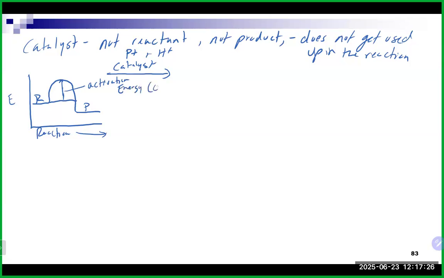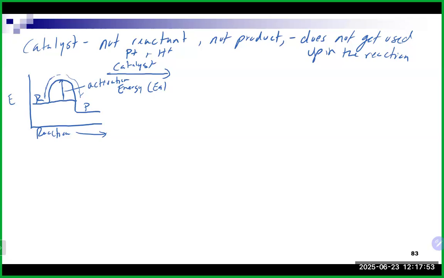It's sometimes abbreviated as E of A. And that's the hill that these reactants have to climb to get to the other side. The size of that hill determines how fast or slow the reaction occurs. If that hill is really big, you're probably going to have a lot fewer reactants that have enough energy to get up and over that hill to the other side. The result is probably a much slower reaction than if that hill is much smaller, right?